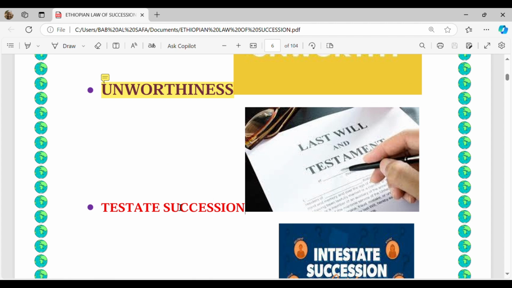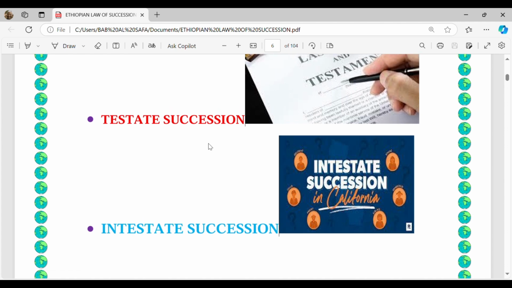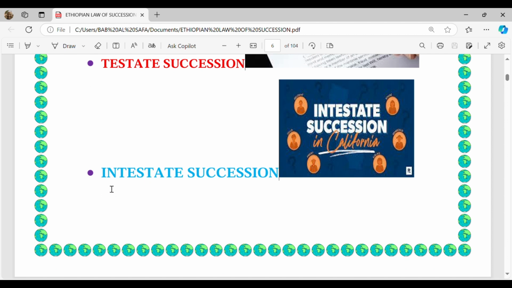The other one is testate succession. Testate succession is a succession that is made depending on the valid will made and left by the deceased person. In case of testate succession, we devolve the succession based on the rules written down by the deceased person himself.